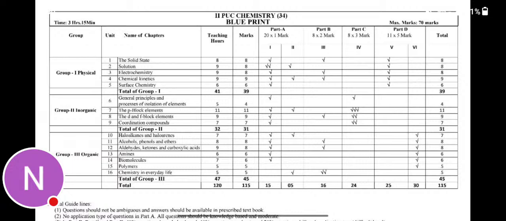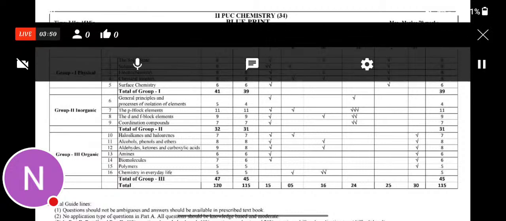Totally from group 1, that is physical chemistry, the total teaching hours is 41 hours for these 5 chapters. Total marks allotted for group 1, physical chemistry, in the question paper is 39 marks.